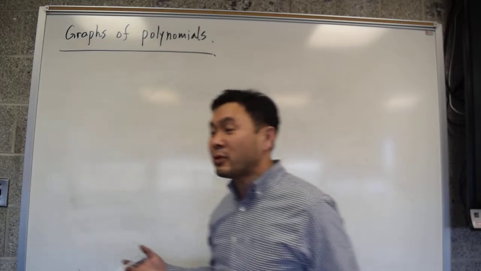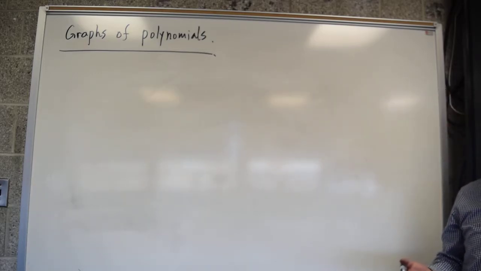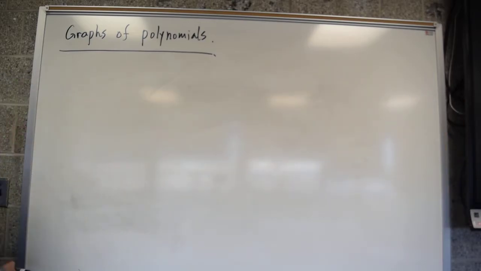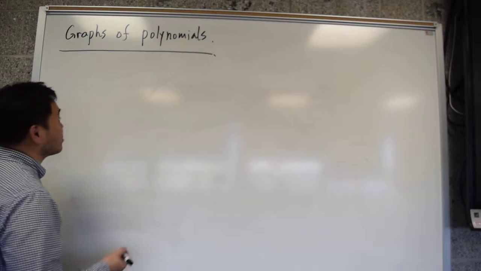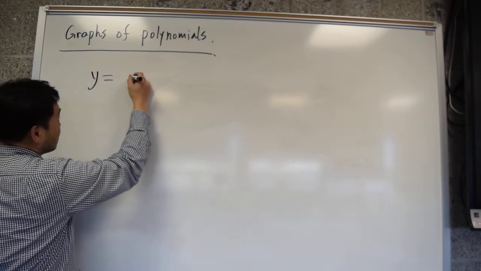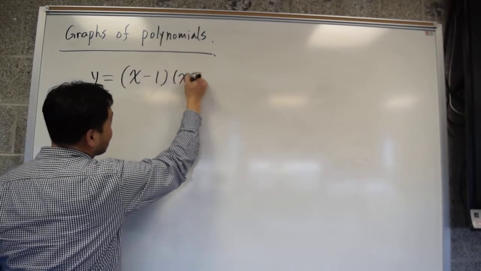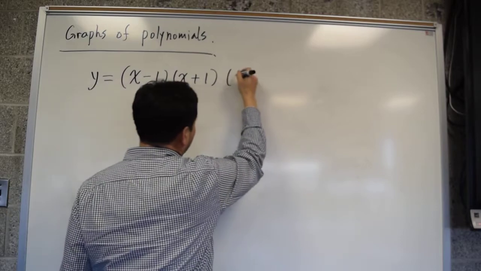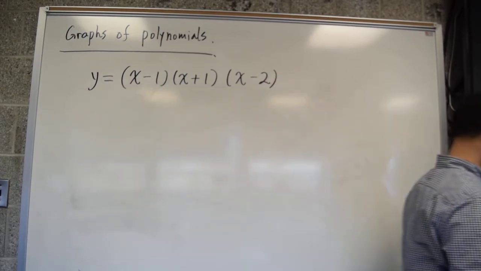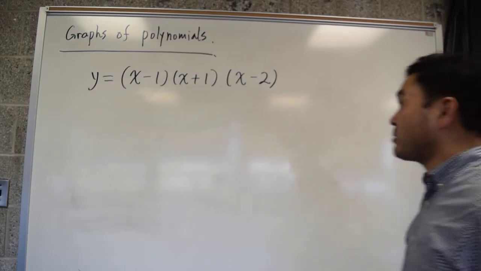Okay, we have been working with quadratic function graphs so far, and I would like to extend this to cubic functions and quartic functions and so on and so on. So let's try an example. Y equals, say, x minus 1, x plus 1, x minus 2. What will be the graph of that?